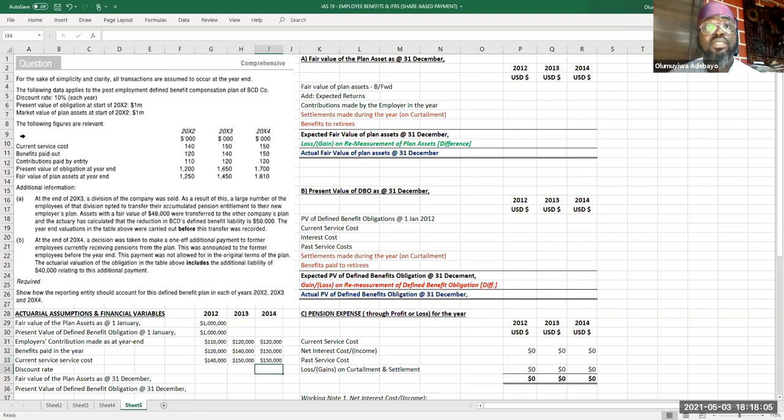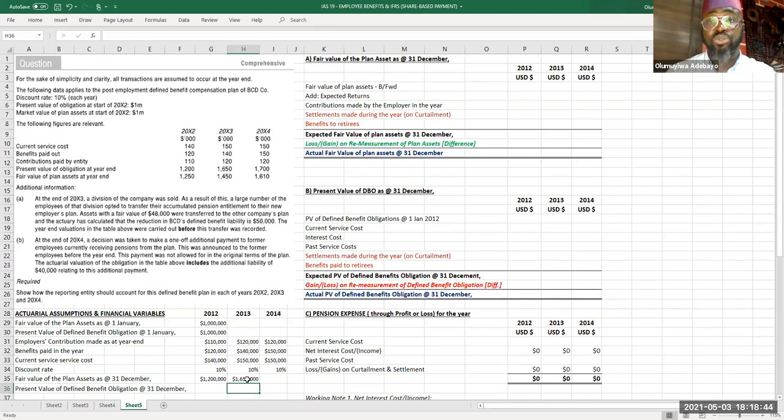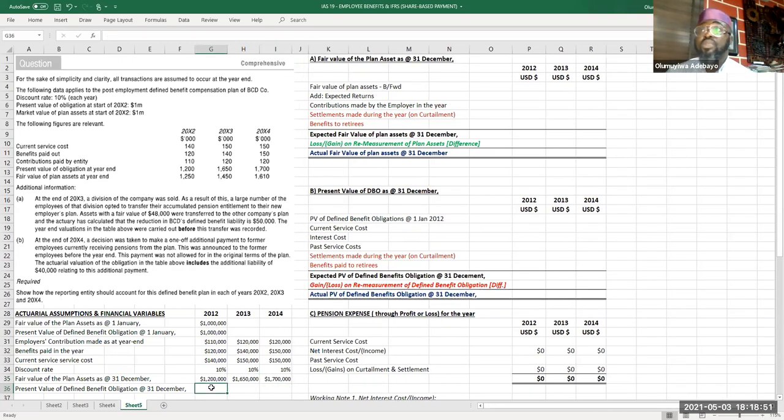Discount rates were given that each year is 10%, even though it might vary from year to year. But in this case, it's 10% across board. As at the end of each year, they obtain the present value based on actuarial valuation using the projected unit credit method to obtain 1.2 million at the end of year one, $1,650,000 at the end of year two, and $1,700,000 at the end of year three. I think that is for the liability.